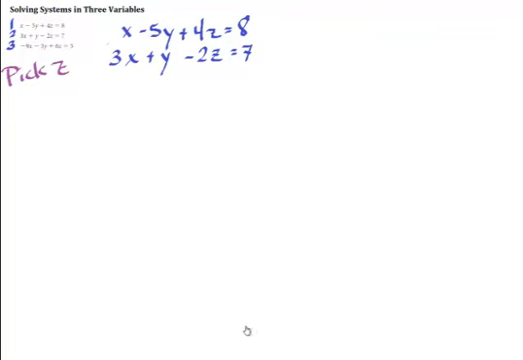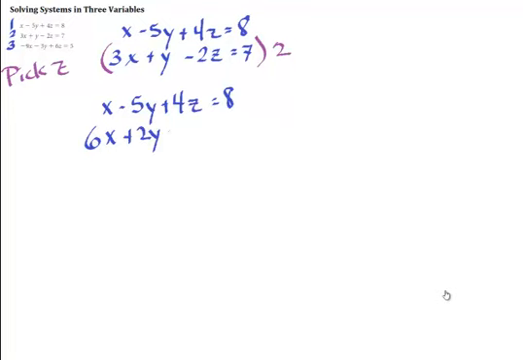That means I'm going to multiply this equation through by a 2. And this stuff involves a lot of writing. So just prepare yourself. So this is going to be 6x plus 2y, just multiplying all the way through, 4z equals 14. Now I'm going to add.